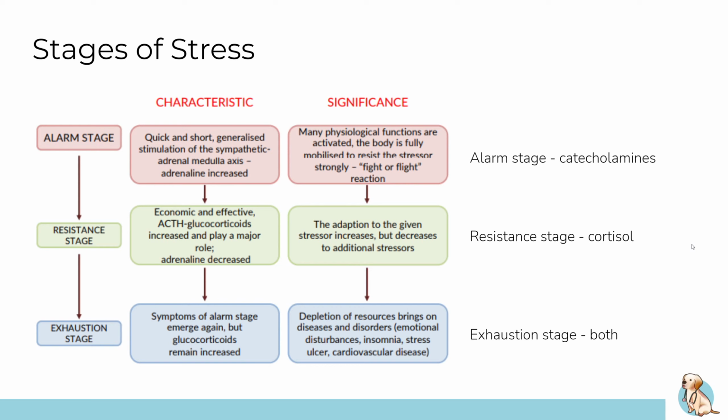There are three stages of stress. The first is the alarm stage, which your catecholamines are involved in. Second is resistance, which is cortisol, and exhaustion is last, and you have both catecholamines and cortisol. You don't need to worry too much about what the actual stages are. They never really asked us. But the important thing to remember is catecholamines are your short-term stress response, and cortisol is your long-term stress response.